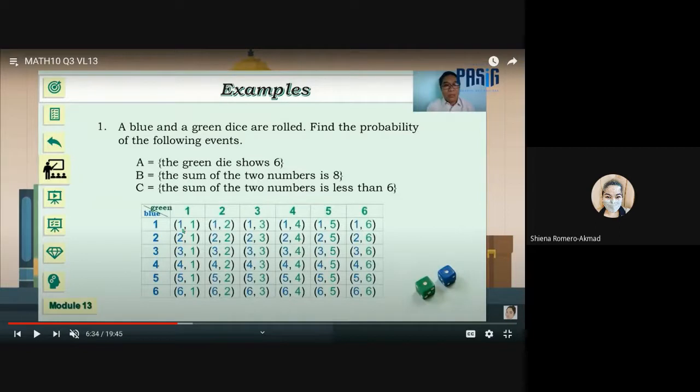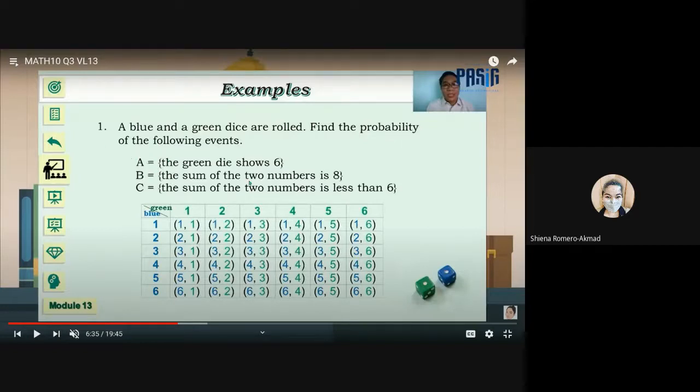So, ito, given natin, ito yung sa green, ito yung sa blue. And ang hinihingi natin, the green die shows 6. So, alin dito sa mga possible outcomes na to shows 6 sa green? Ilan? 6 po. That's 1, 6, 2, 6, 3, 6, 4, 6, 5, 6, 6, 6. So, yun yung nasa event A. Lahat yan nandito sa event na to.